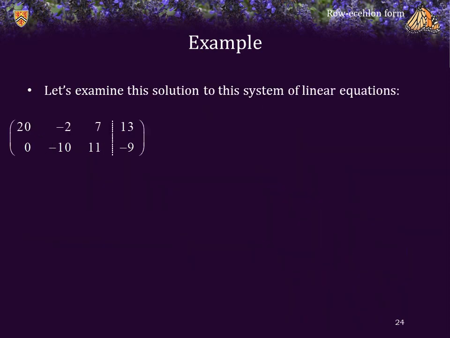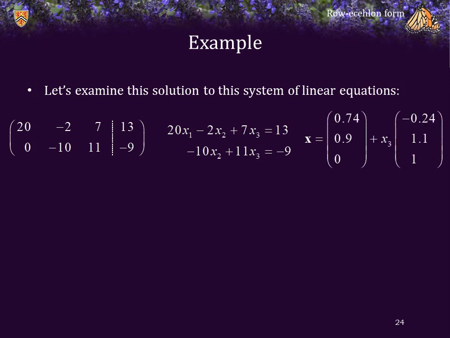Now, before we get too far, let's make sure that everyone in the class understands what this solution means. Remember that this augmented matrix, which is in row echelon form, represents this system of two linear equations in three unknowns. The solution vector we found says that the values x1, x2, and x3 can take on any of these values, where x3 is allowed to be whatever you wish it to be. Let's actually examine the truth of that statement.